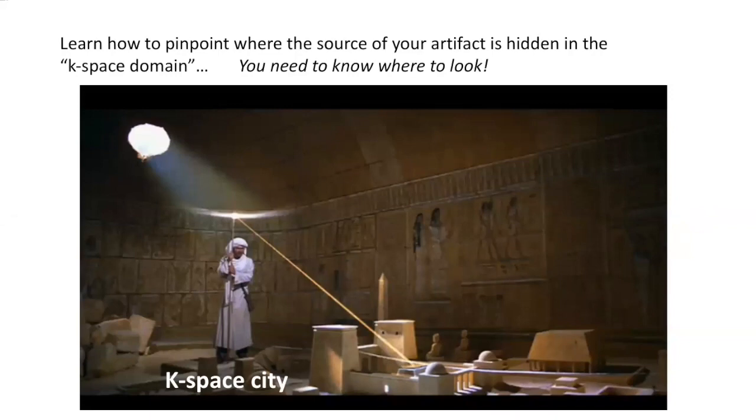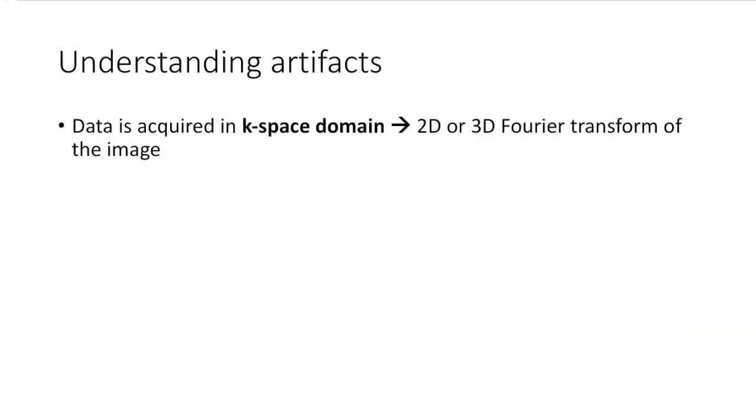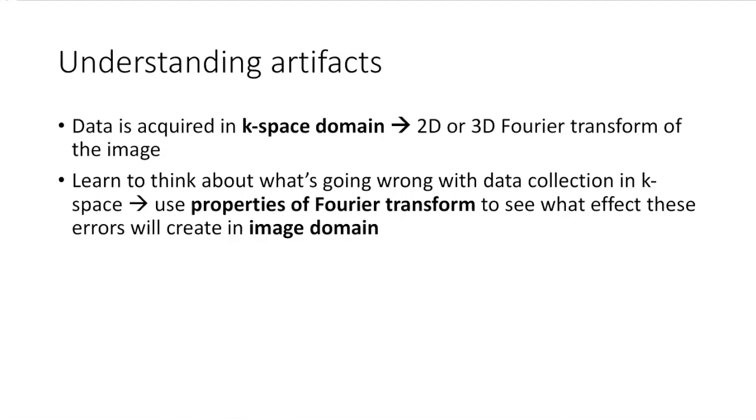And so in order to understand where these artifacts come from, we have to know where to look. And the first place to start is within K-space. So it's important to remember that the raw data that we're acquiring is in the K-space domain. And so in order to get our final image, we perform a 2D or 3D Fourier transform of the data. So it's important to learn to think about what's going wrong with data collection in K-space, and then use the properties of the Fourier transform to see what effect these errors will create in the image domain.